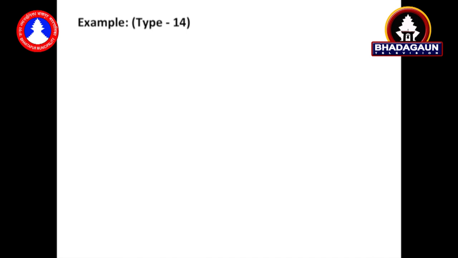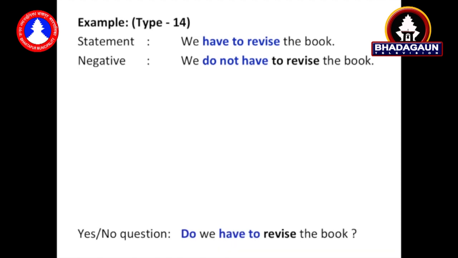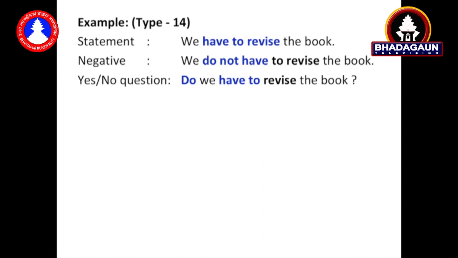Now, example type 14. The statement is, we have to revise the book. And here, do we have an auxiliary verb in the sentence? Have is not auxiliary here. The negative is, we do not have to revise the book, and this have is used as obligation here, and the structure is have to plus V1. When this have is used in this structure, have to plus V1, the do verb is used to make it negative and yes no question. Let's see the yes no question. Do we have to revise the book?